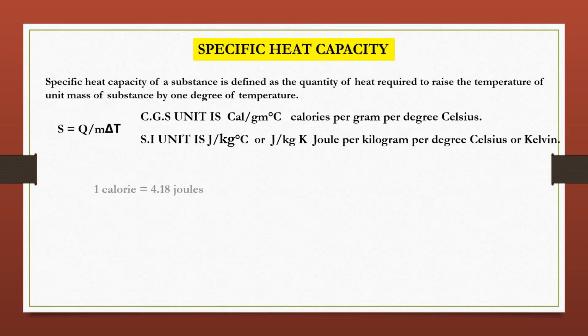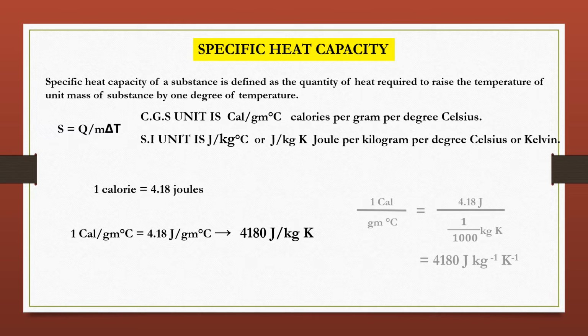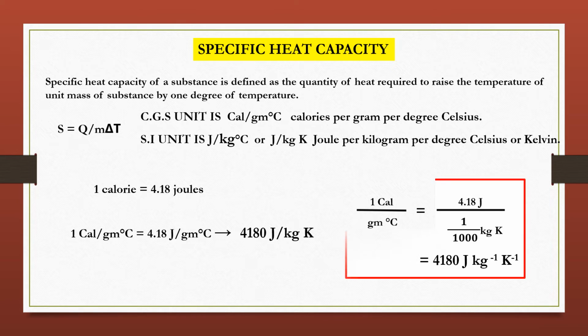We know that 1 calorie is equal to 4.18 joules. Now, CGS unit of specific heat capacity can be converted into SI unit. 1 calorie per gram per degree Celsius is equal to 4.18 joule per gram per degree Celsius, and that will be equal to 4180 joule per kg per Kelvin. How we got this value, you can check in the box. In this way, CGS unit can be converted into SI unit.